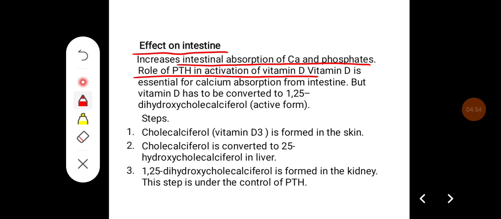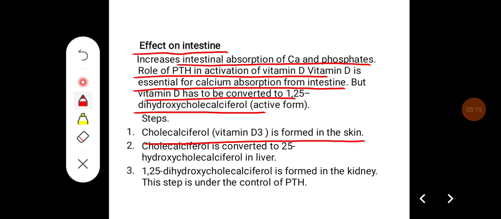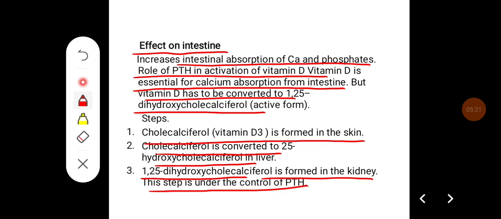Role of parathormone in activation of vitamin D. Vitamin D is essential for calcium absorption from intestine, but vitamin D has to be converted to 1,25-dihydroxycholecalciferol, which is the active form. These are some of the steps in activation. Initially, cholecalciferol, that is vitamin D3, is formed in the skin. Then cholecalciferol is converted into 25-hydroxycholecalciferol in the liver. Then 1,25-dihydroxycholecalciferol is formed in the kidney, and this step is under the control or supervision of parathormone.